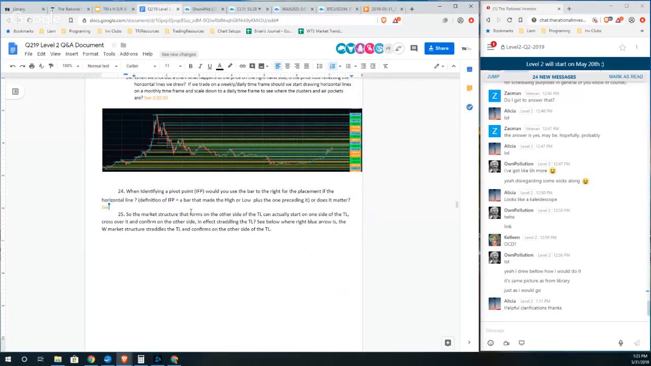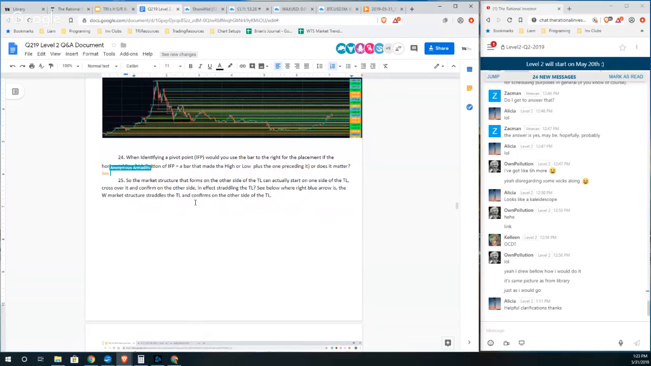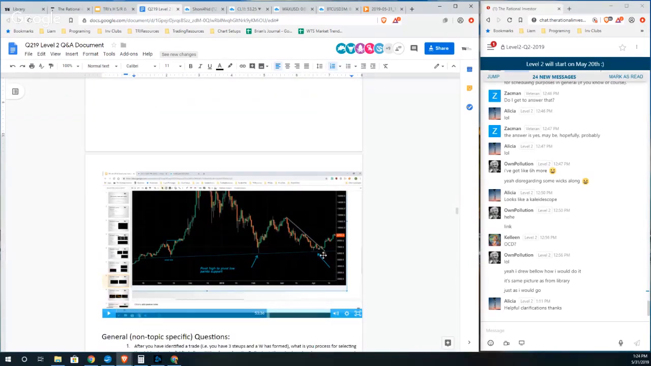When identifying a pivot point, would you use the bar to the right for the placement of the horizontal line, definition of IPA, equals the bar that made the higher low plus the preceding bar, or does it matter? Well, it should just be the lowest low or the highest high. Simple answer. So the market structure that forms on the other side of the trend line can actually start on the other side of the trend line, cross over and confirm on the other side, in effect straddling the trend line. Yeah, I've seen that, simple answer, yes.